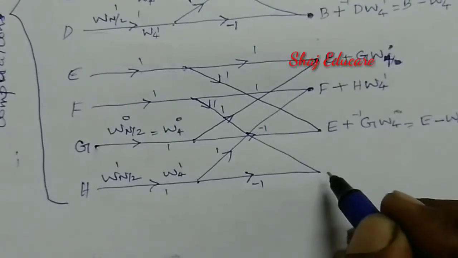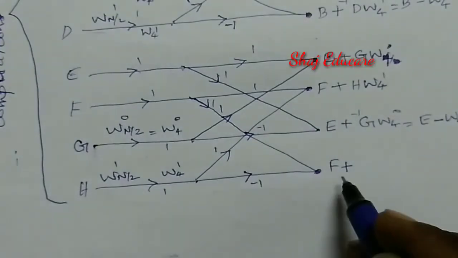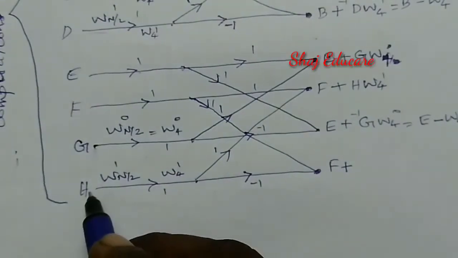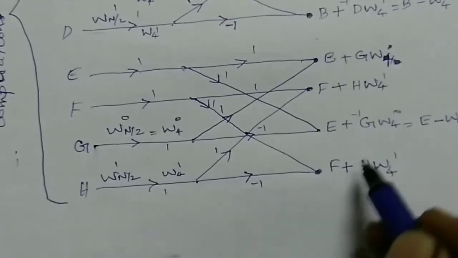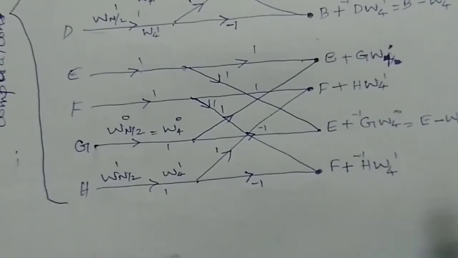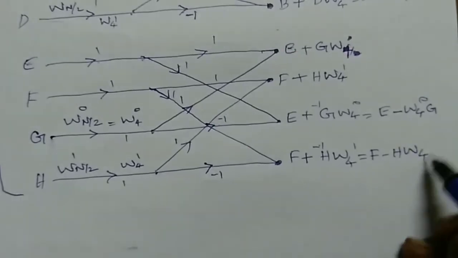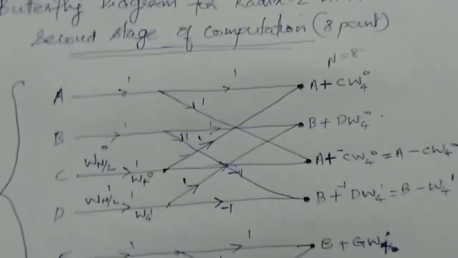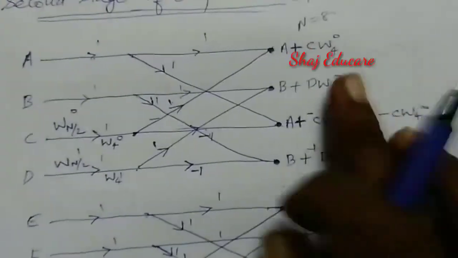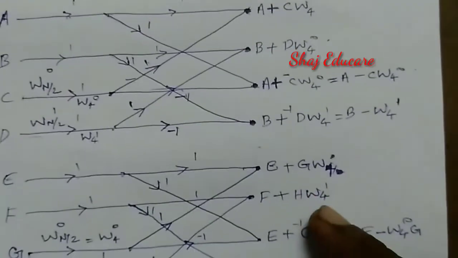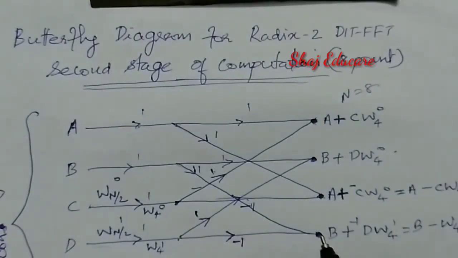And here we have F into 1 becomes F itself, plus H into W_4 raised to 1 into minus 1. Again plus into minus becomes minus, so that is going to be F minus H into W_4 raised to 1. Now the butterfly diagram for the second stage of computation is over, and these outputs are going to be the input of the third stage, and that will be coming soon. Bye bye, thank you.